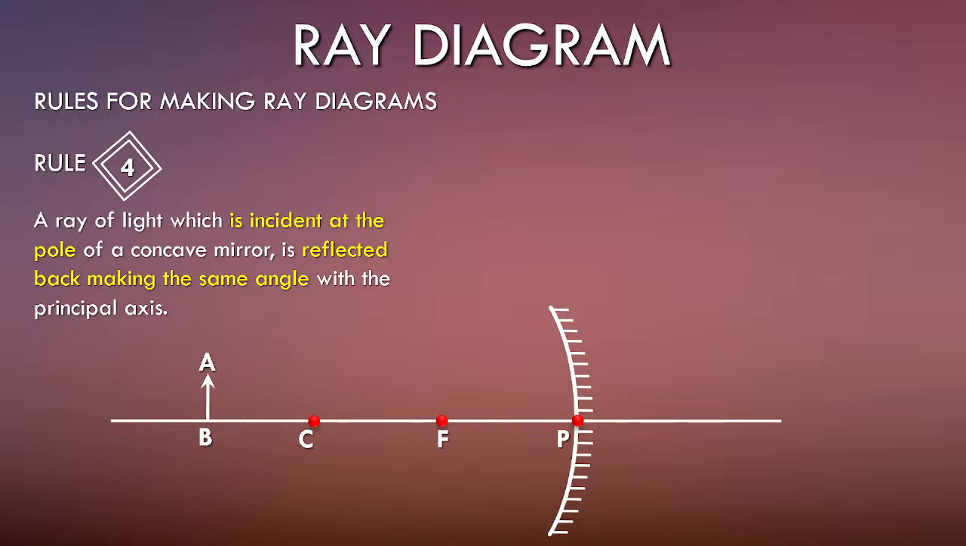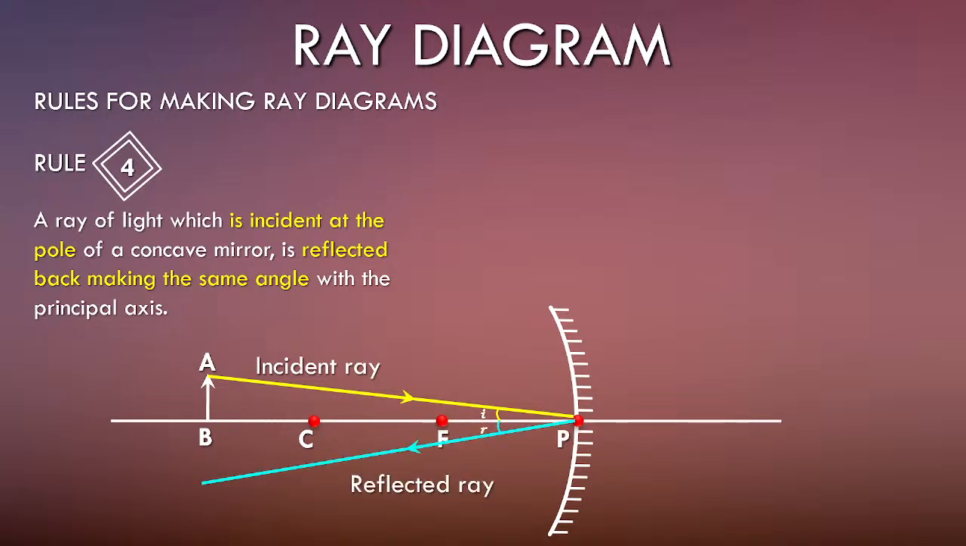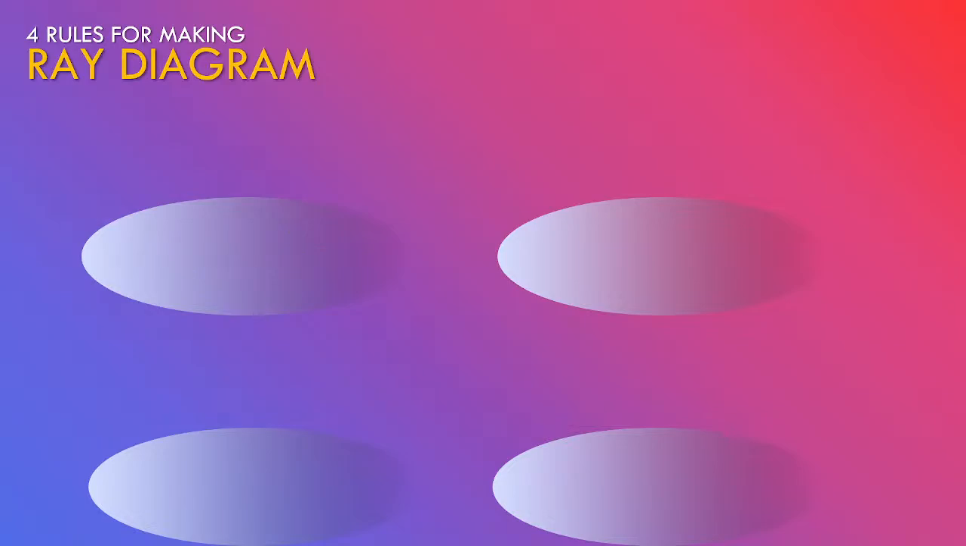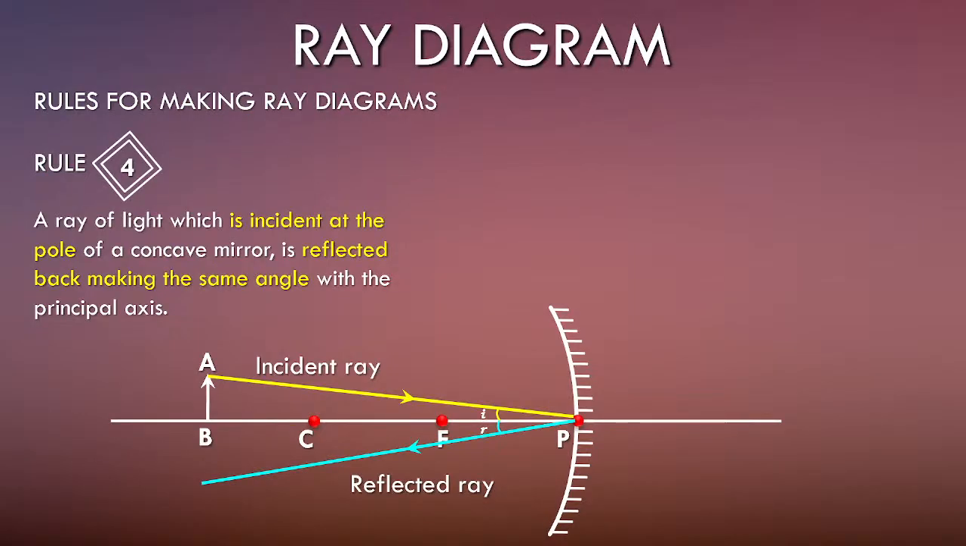Now what happens if I draw an incident line? The ray of light will reflect again from the pole, and the incident angle will be equal to, tell me, incident will be equal to? Reflected. That's it. These 4 points you have to keep in mind. Okay, so with the help of this, you need to draw the ray diagram now.